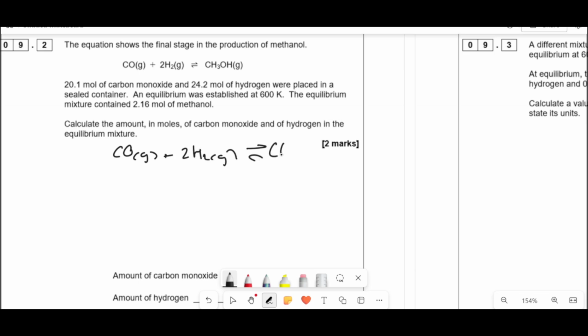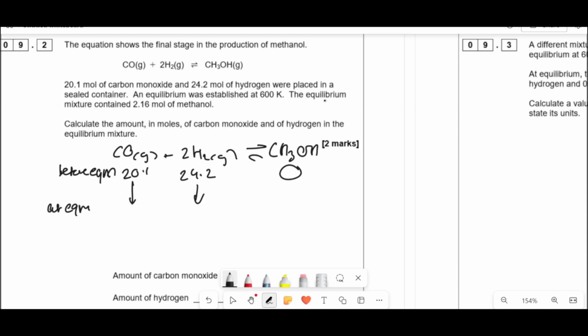What they've done is that before equilibrium, they mixed this much carbon monoxide, so 20.1, with this much hydrogen, 24.2. Before the equilibrium's even started, there is 0 of this, as nothing has happened. At equilibrium, though, these will have reacted and gone down in numbers to make this.